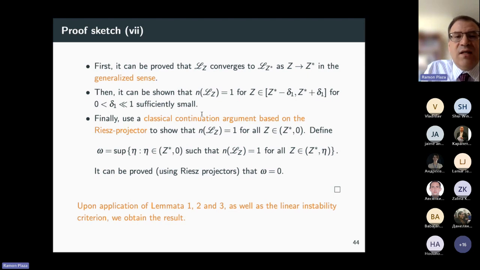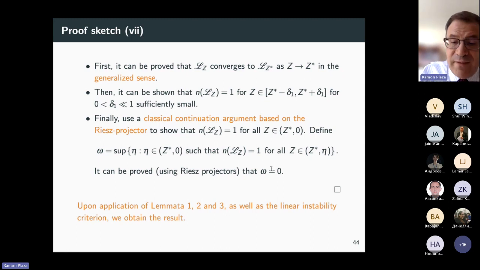And then using a classical continuation argument based on the Riesz projector, the integral of the resolvent, etc., you can show that the index is equal to 1 for all Z between Z star and 0. If you define omega as the supremum of eta such that the index is equal to 1 in this regime, using the Riesz projectors, you can show that omega is 0. So in this fashion, you show that the index remains to be 1.